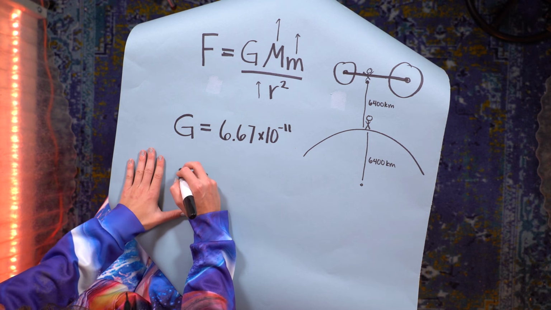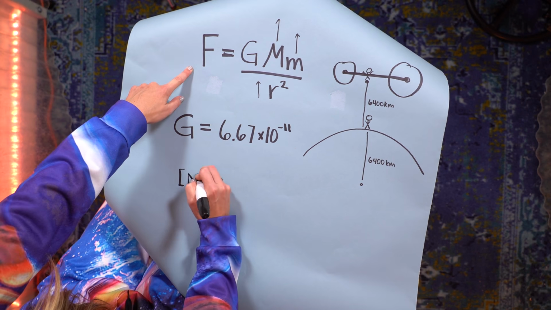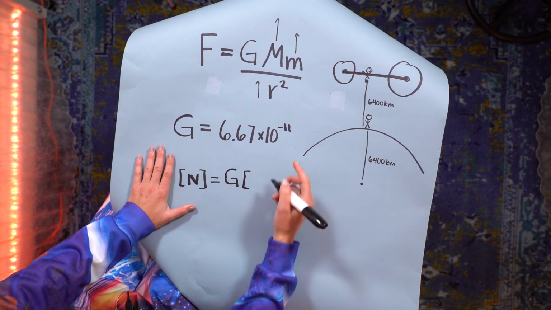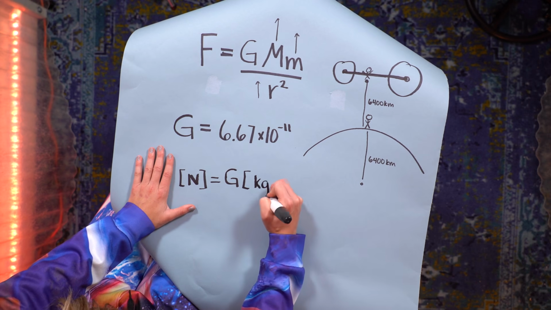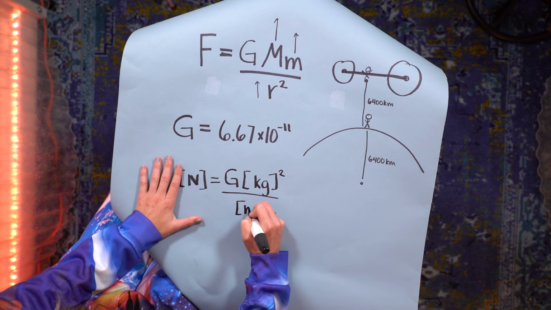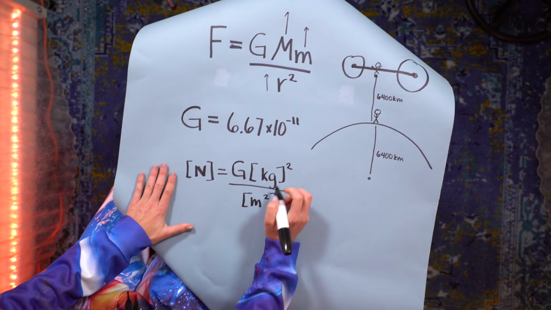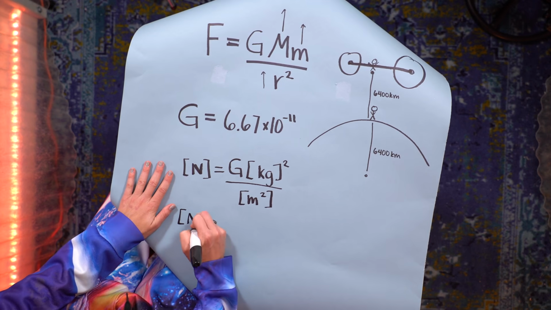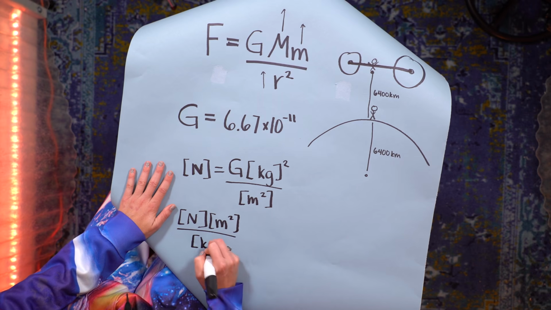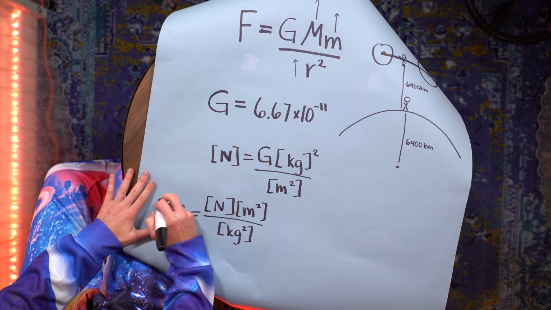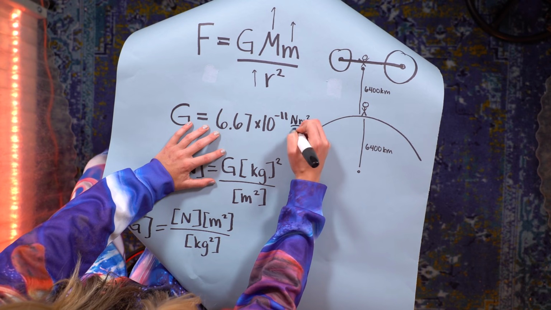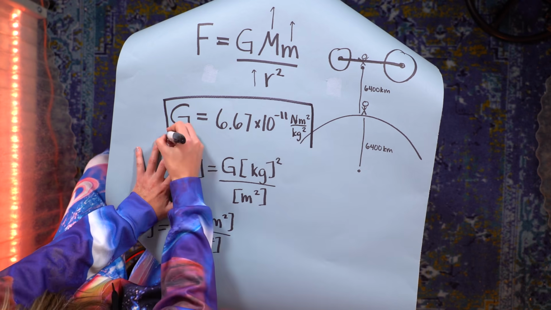Let's do the units. On the left, we got newtons for our force, equals, and then whatever the units are of G, times, M is kilograms. These are both kilograms, so we've got kilograms squared, over, and then R squared is going to give us meters squared. So if we rearrange that, we get newtons times meters squared over kilograms squared, and that's my units of G. So that means our units are Newton meter squared per kilogram squared, and that is G.